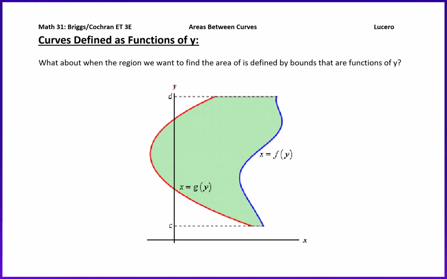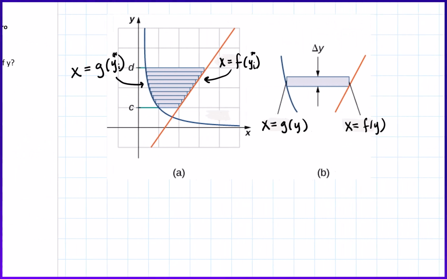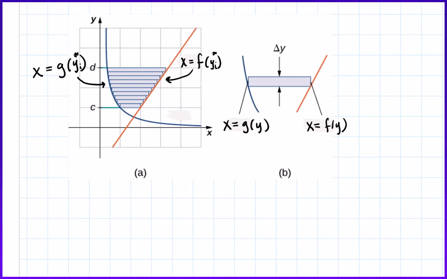Well, all we have to do is reorient our Riemann sum a little bit. So let's take a look. So if we had a region and it turned out that our curves were defined as functions of y instead of functions of x, as I have here, what we could do is the same thing we did when we had functions of x. We divided up the interval from a to b. In this case, let's start out here.